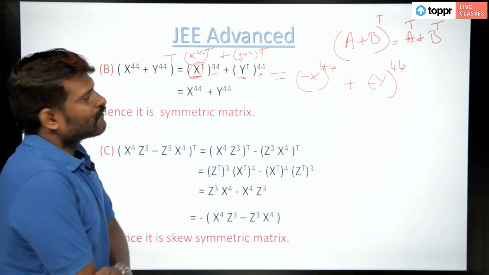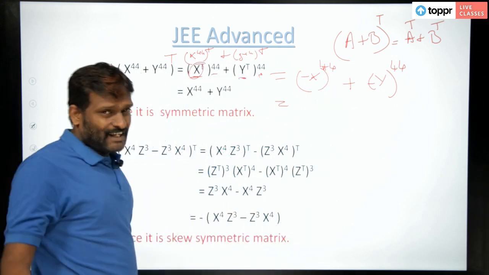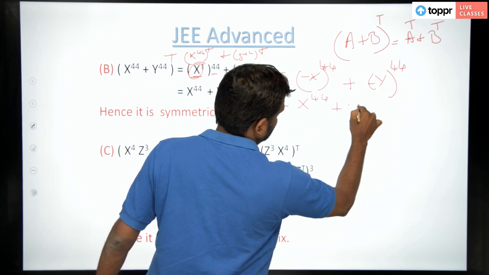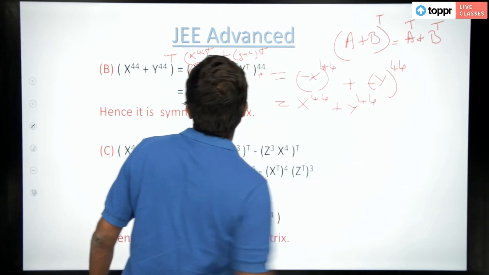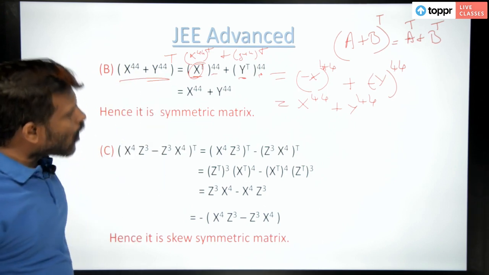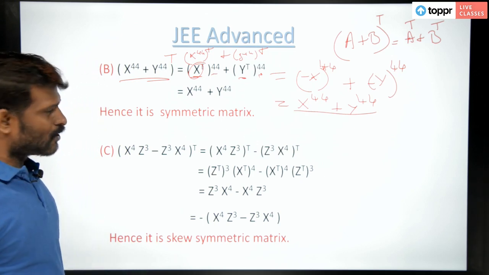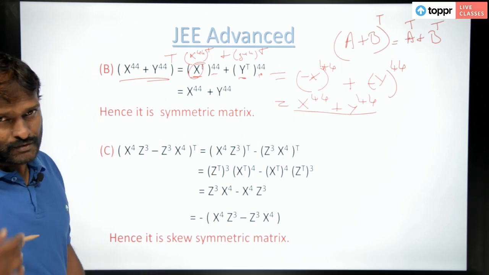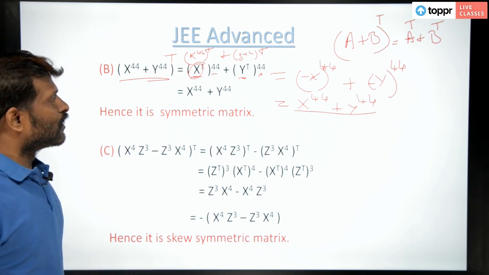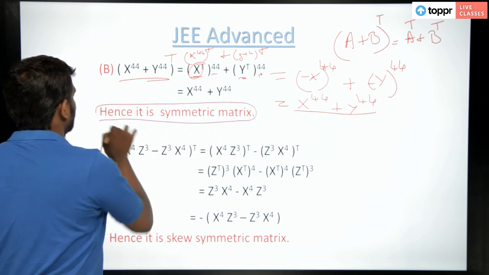Right, minus y raised 44 times. So, now the power is what? Even number. So, simply it becomes positive x power 44 plus positive y power 44. So, the transpose of this one is also the same itself, like x power 44 plus y power 44. Transpose is a matrix which is equal to itself, which is x power 44 plus y power 44. So, we can simply say this one is also a symmetric matrix, but not skew symmetric.